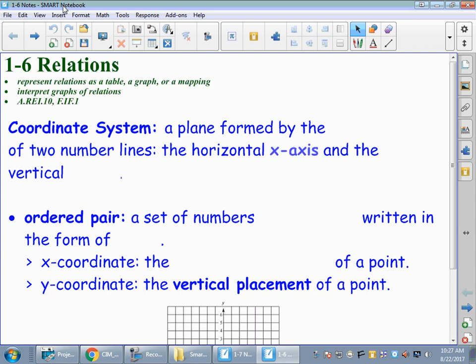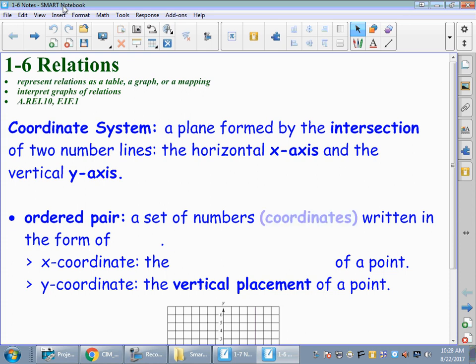So let's get started. The coordinate system is a plane formed by the intersection of two number lines. The horizontal one is the x-axis, and the vertical one is called the y-axis. I think most of this will be review.